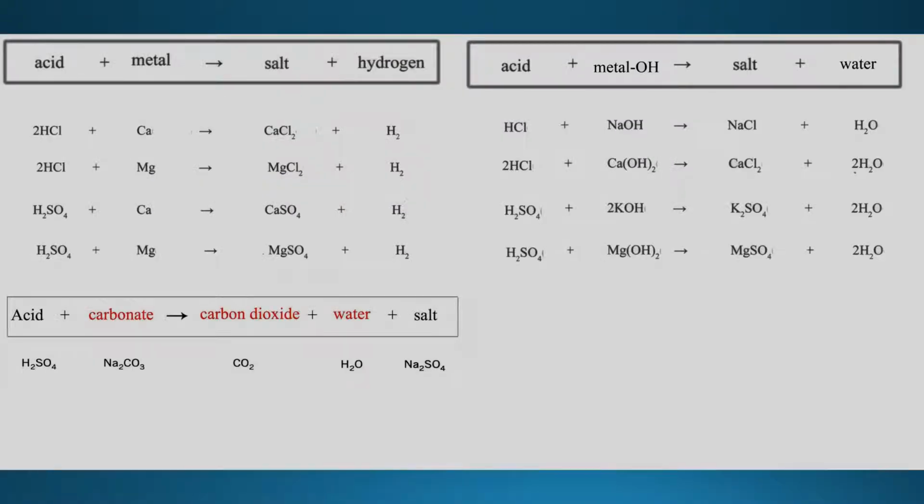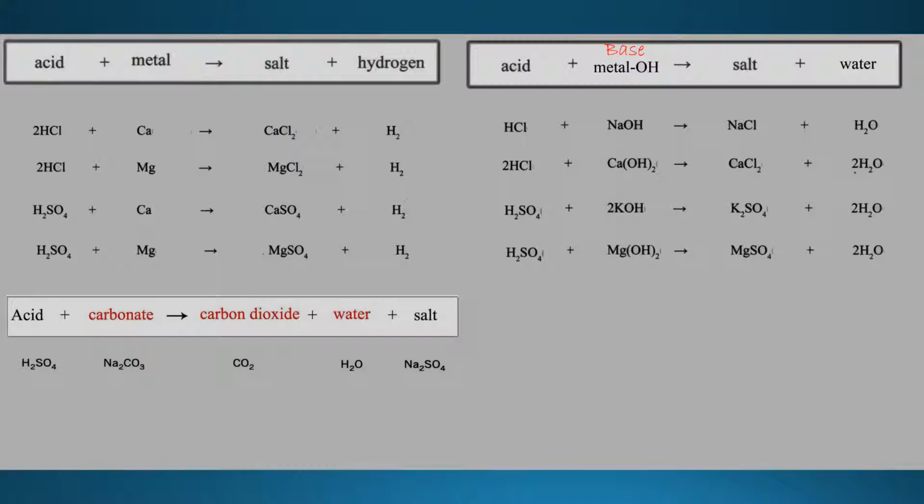Here you see three equations. We will focus on the top two and deal with the last one at a later stage. The top one: acid plus metal forms salt and hydrogen gas. Second equation: acid plus metal hydroxide forms salt and water. Metal hydroxide also means base. Acid means any type of acid.